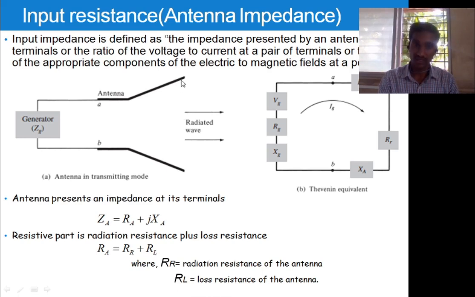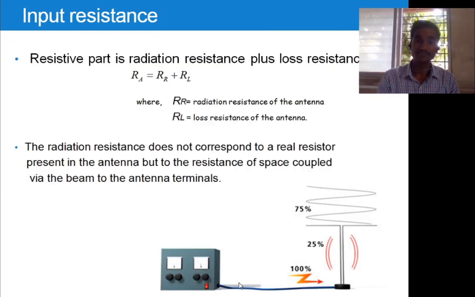So first part Rr is the radiation resistance of the antenna. When the antenna radiates its electromagnetic energy, the space, vacuum or whatever it may be, this free space, opposes that radiation. So that opposition is represented by Rr, and RL is nothing but the loss resistance of the antenna. When you feed the energy from the generator to the antenna, from this feed point to the antenna up to the radiation, some energy is lost in the form of heat or other components. So that loss is nothing but the loss resistance of the antenna.